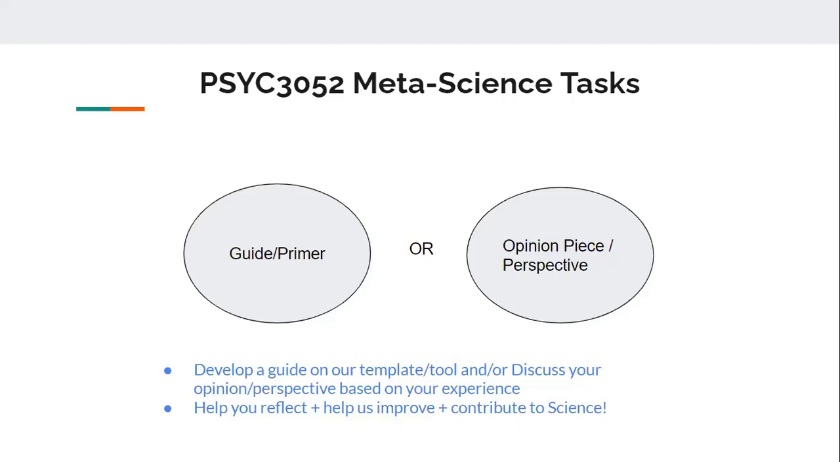This is beneficial for different stakeholders. This helps you reflect, helps you learn more about our tools or templates or open science and replication in general. This also helps you improve our tools or templates and open science replication education. And most importantly, this can contribute to science and the science community as your work will be shared with the world through Twitter, the Open Science Framework, and ResearchGate. We are aiming to turn your work into preprints or even publications. We hope you will do well, and we are really happy to help you and discuss with you and make the best out of this project.